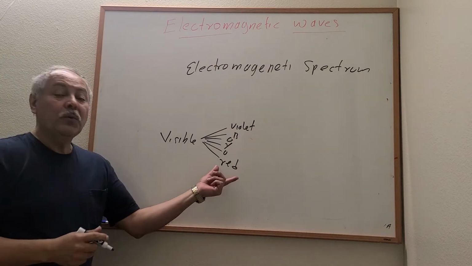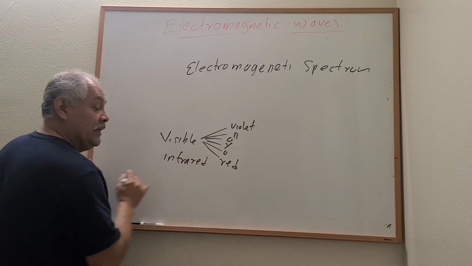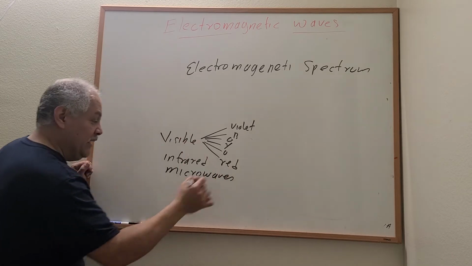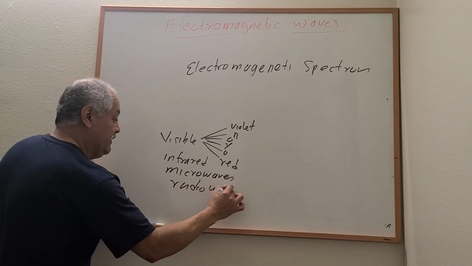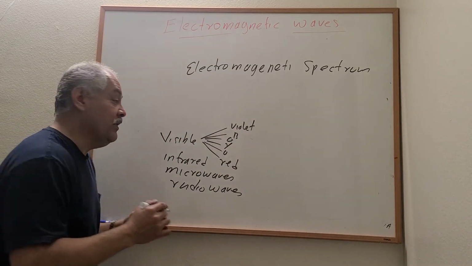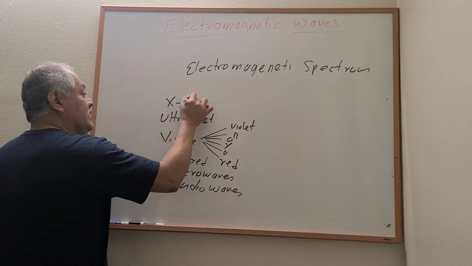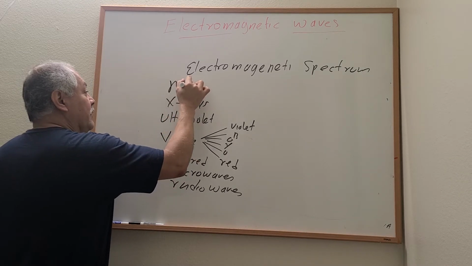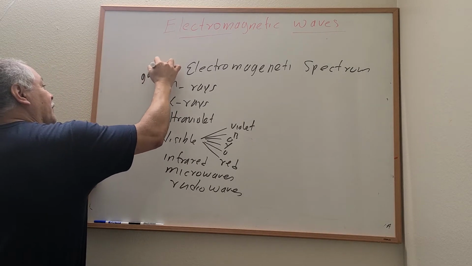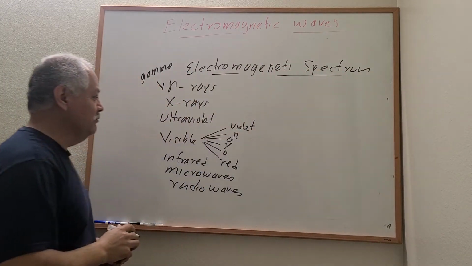Now, what do we have below red? Below red we have infrared, and then we have microwaves, and then radio waves. Also, what do we have above? Above violet, ultraviolet. And then we have X-rays, and then we have gamma rays. Gamma rays. Perfect. So this is the electromagnetic spectrum.